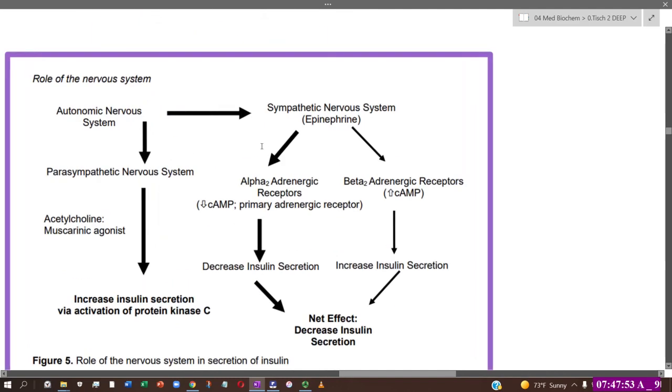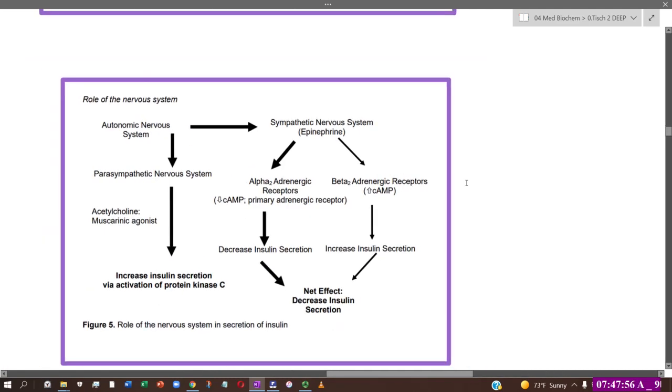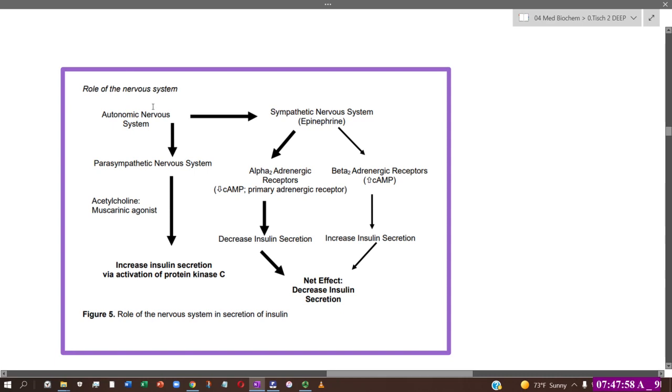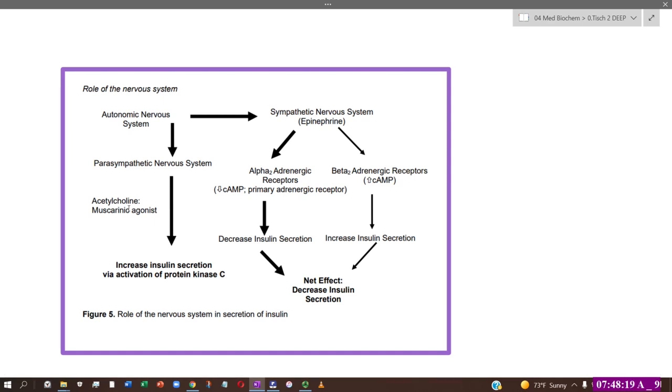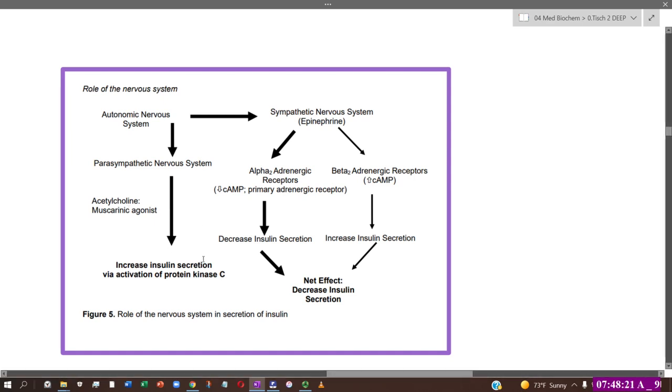And then here is figure 5 out of 5, the role of the nervous system. It looks like we start here with the autonomic nervous system, and then parasympathetic. Okay, and then this might be an individual neurotransmitter, acetylcholine, a muscarinic agonist. So it increases insulin secretion. Okay.